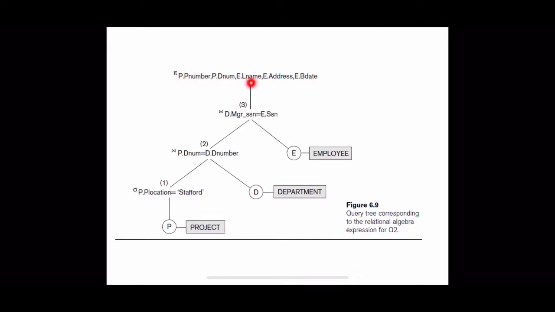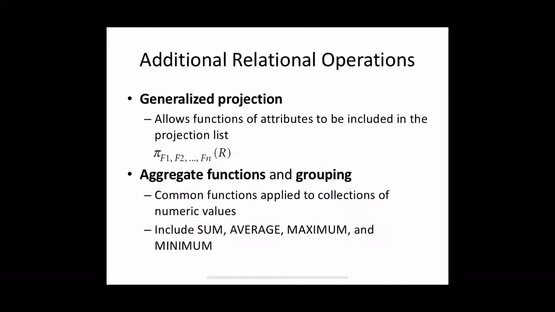This is how the query proceeds. Next, let us see some additional relational operations, some common database operations. The first one is generalized projection. This allows functions of attributes to be included in the projection list. Normally we will list out different attributes here for the projection operation, right? Instead we are using some functions here.